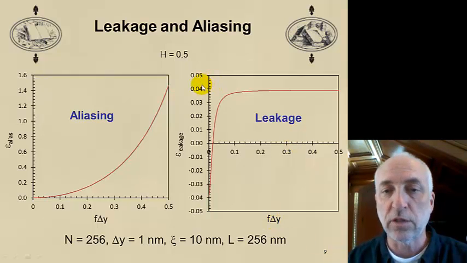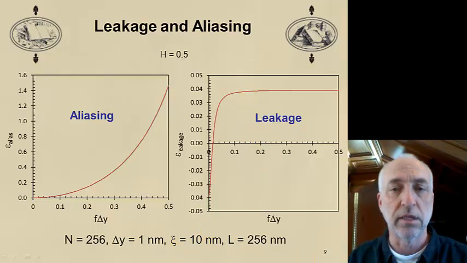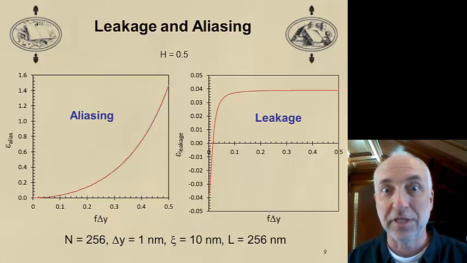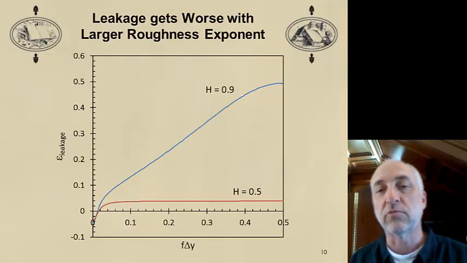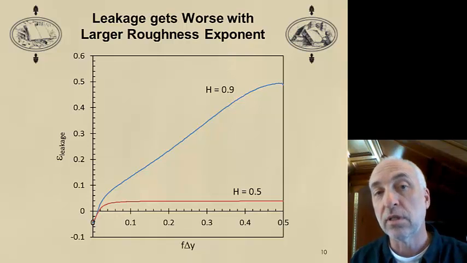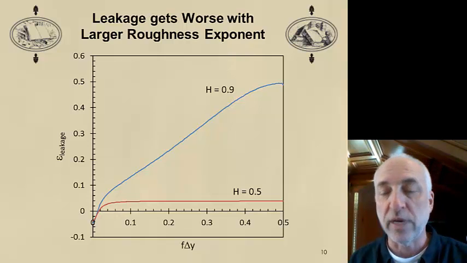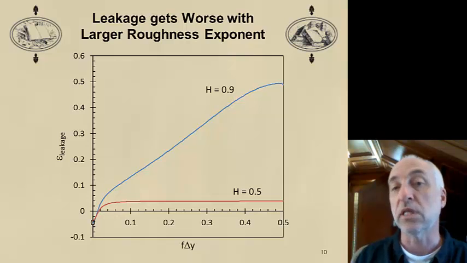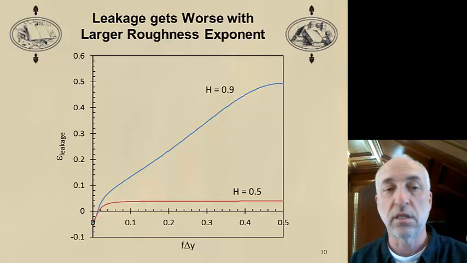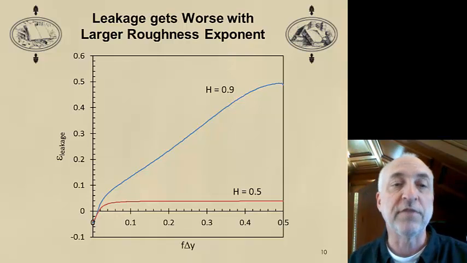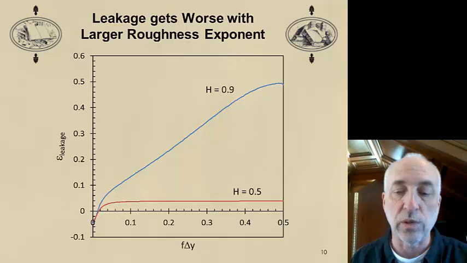Leakage, on the other hand, looks pretty small. You see it's only about 4% for the conditions that I'm demonstrating here. Well, 4% is certainly in the noise of the aliasing error, except that's only true for h equal to 0.5. As the roughness exponent gets larger, the effects of leakage get larger as well. So we see for h of 0.9, which is the kind of roughness exponent we see in the after-etch line widths and line edge roughnesses that are observed, we can get up to 50% leakage error, which is a very significant amount, something that can't be ignored.